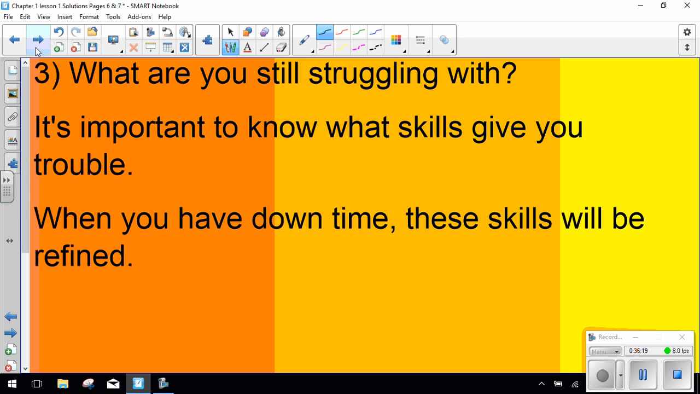And finally, number three, what are you struggling with? Like I said earlier, if there are things you're struggling with, it's good to know what those skills are. It's good to be aware of them so we can work on refining them at any point in time that you have some downtime.